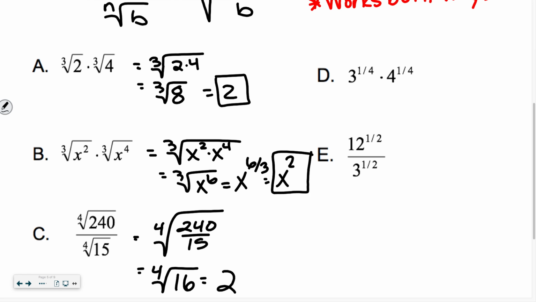Okay. Since they're both being raised to the 1/4, they're both 4th roots. This is the 4th root of 3 times the 4th root of 4. If I have two roots that have the same index, I can combine them under one root. That's going to be the 4th root of 12. And I might check to see if I could evaluate or simplify the 4th root of 12, but I cannot. So okay.